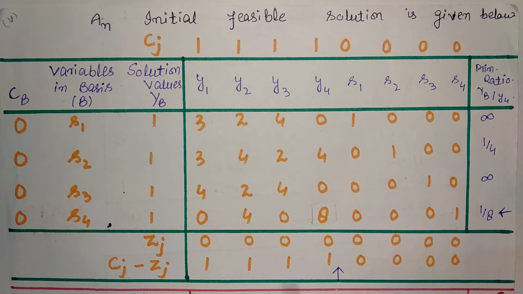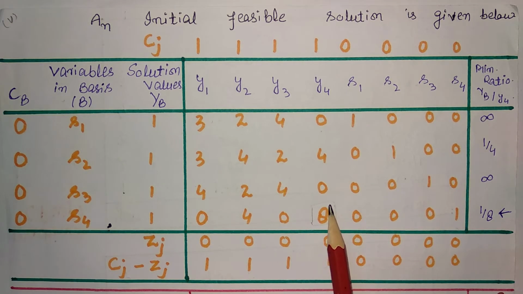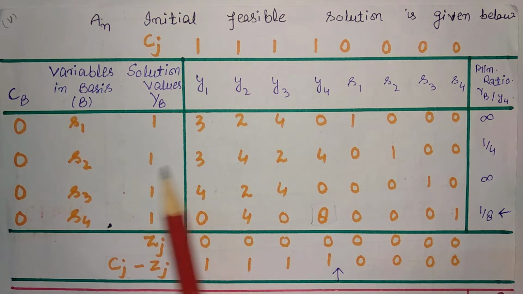Here the key column I had chosen is the fourth column, because I have to choose the maximum among these values. Here all the positive values are equal, so I can choose any column randomly. So I had chosen the fourth column. Okay. Then I will find the minimum ratio. The minimum ratio is the solution values divided by the key column.